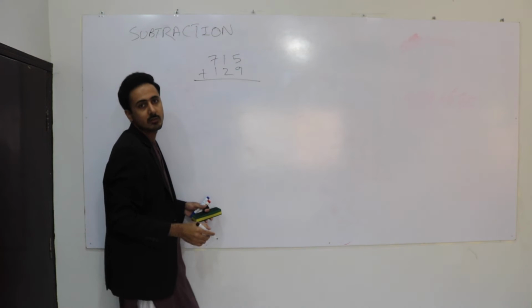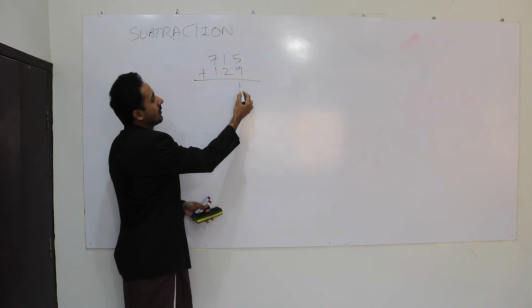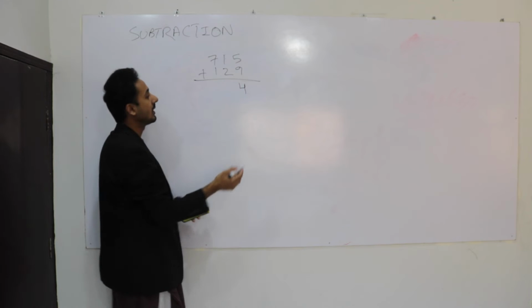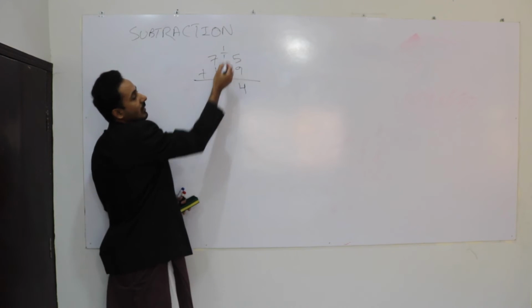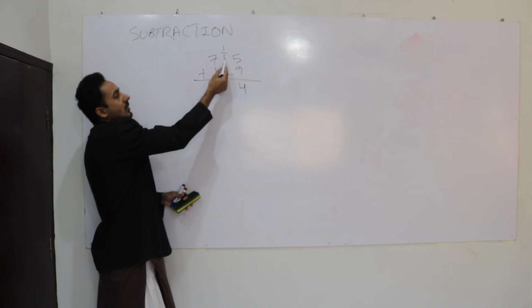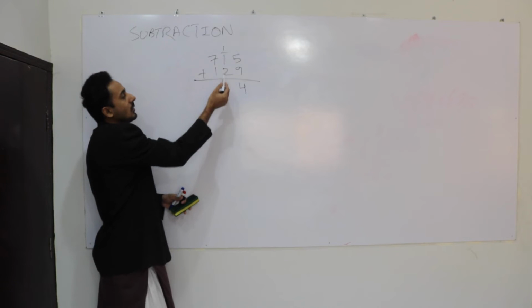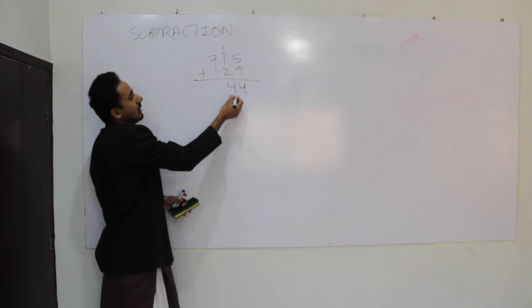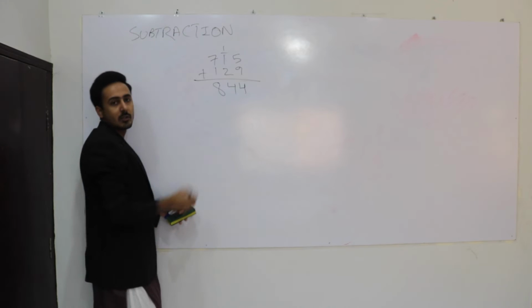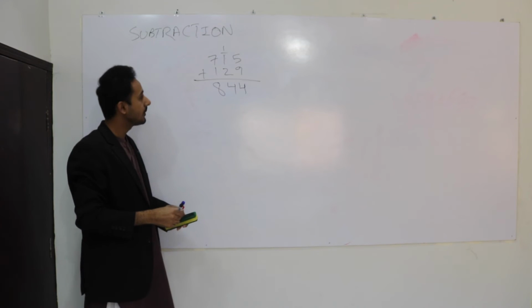5 and 4, this is 14. So 4 will be written here and the 1 will be carried over here. Now 1 plus 1, that is 2, and plus 2, that is 4. 7 and 1, 8. Simple.